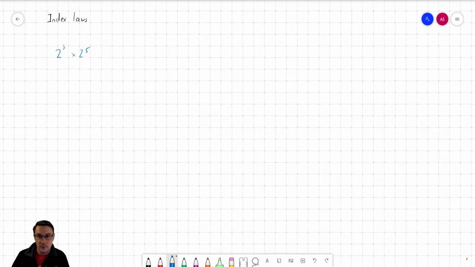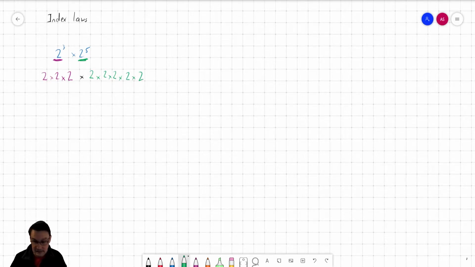When we have something like this, we can break it up into two parts. I'm going to break the first part up: 2 to the power of 3, I could write this as 2 times 2 times 2. Then I can take the second part, 2 to the power of 5, and write that as 2 times 2 times 2 times 2 times 2.